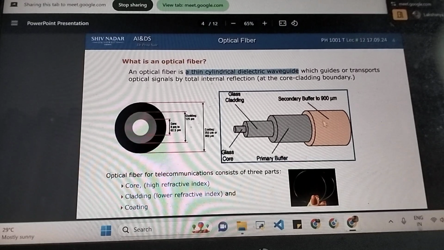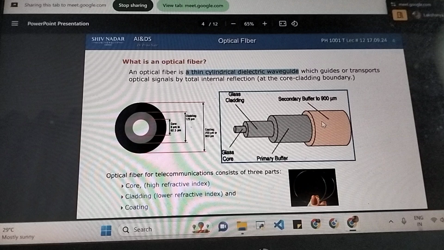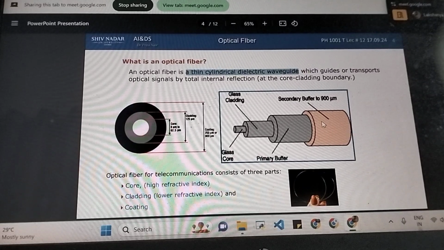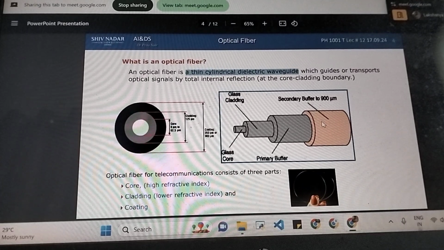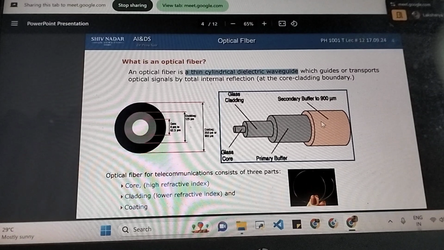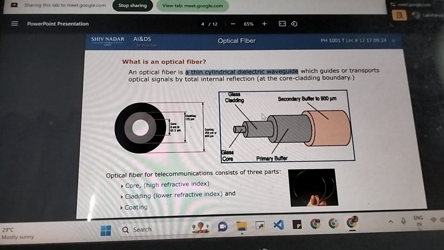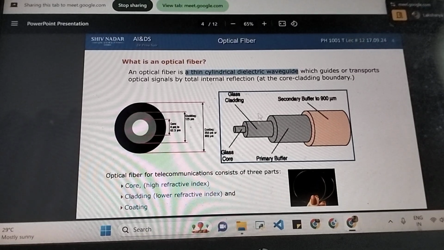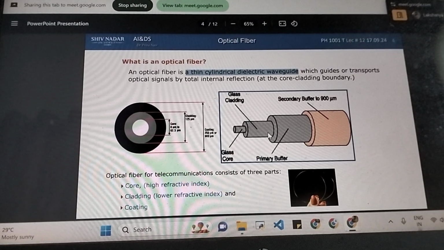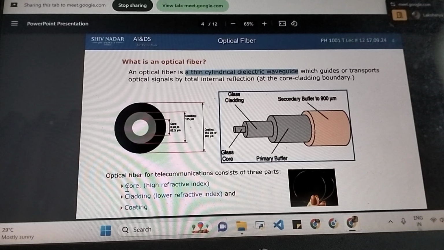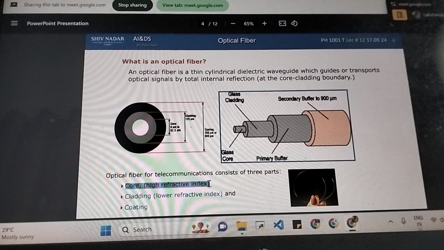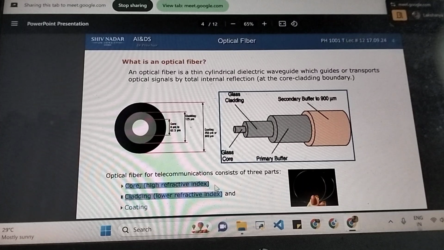The outer coating is just to protect the fiber from getting damaged by weather or by usage, contact with human beings or vehicles and so on. The core and cladding are the more important parts which we use for TIR. Both of these are made of glass or some such material, but the core has a higher refractive index and the cladding has a lower refractive index.